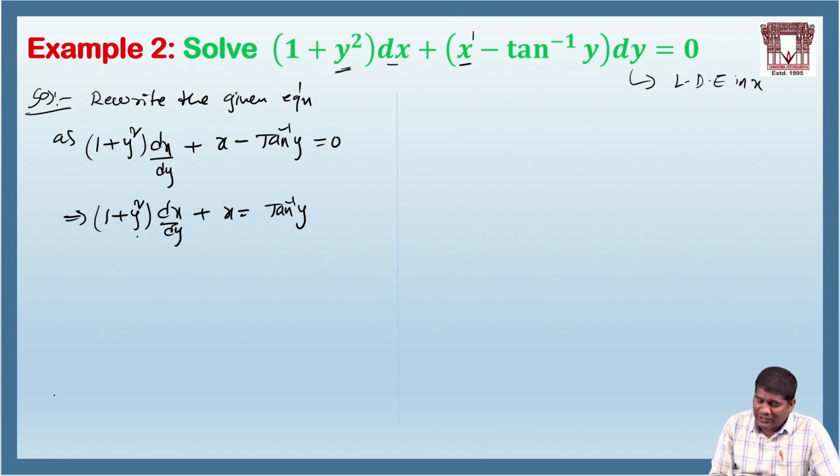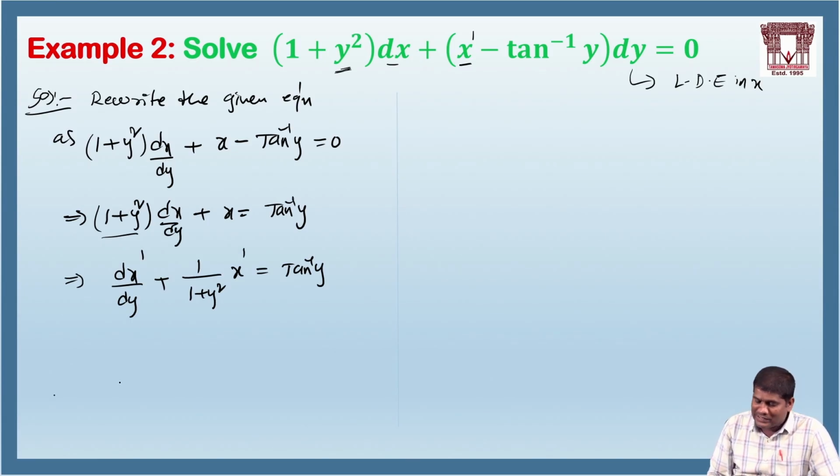In a linear differential equation, the derivative coefficient is always unity. That's why we are going to divide by 1 + y² on both sides. Then we can write dx/dy + (1/(1 + y²)) x = tan⁻¹y/(1 + y²).